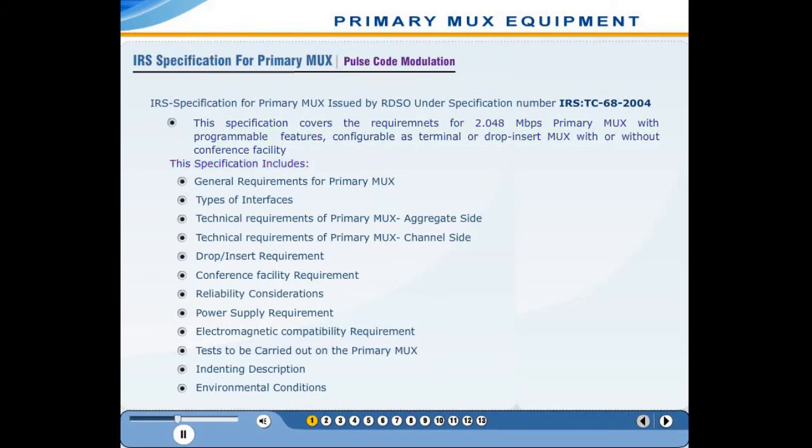This specification includes general requirements for primary MUX, types of interfaces, technical requirements of primary MUX aggregate side, technical requirements of primary MUX channel side, drop insert requirement, conference facility requirement, reliability considerations, power supply requirement, electromagnetic compatibility requirement, tests to be carried out on the primary MUX, indenting description, and environmental conditions.